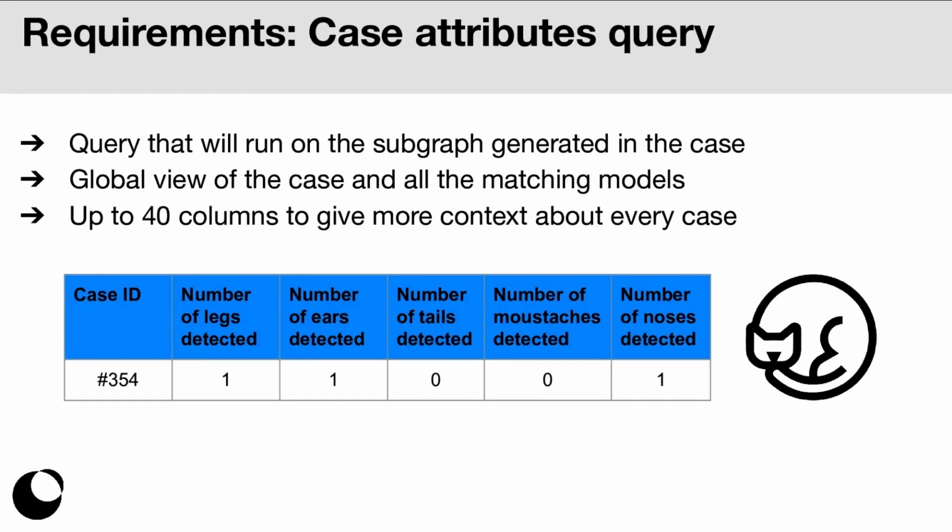Finally, in order to choose the cases you want to investigate at a glance, you may configure the attributes query and the corresponding columns that will describe the returned graph and the target it describes. The query will run on the subgraph generated in the case. You will have a global view of the case and all the matching models, and you will be able to add up to 40 columns to give more context about every case. So in this case, for instance, we can see that we could detect that there is one leg in the picture, one ear, we didn't detect the other one, and we also detected that there is one nose.